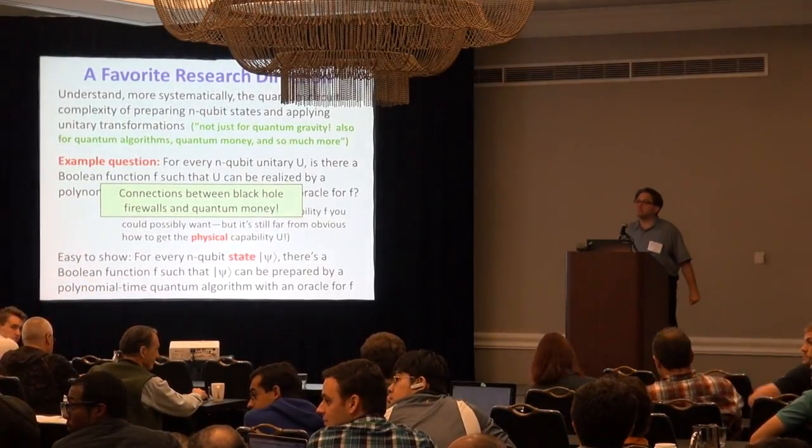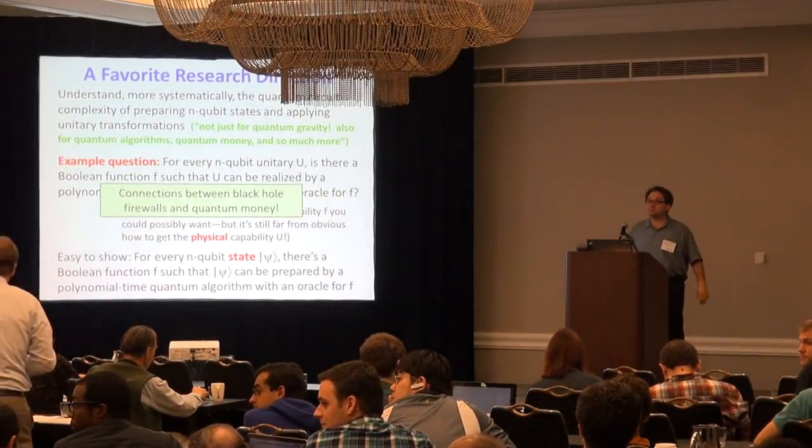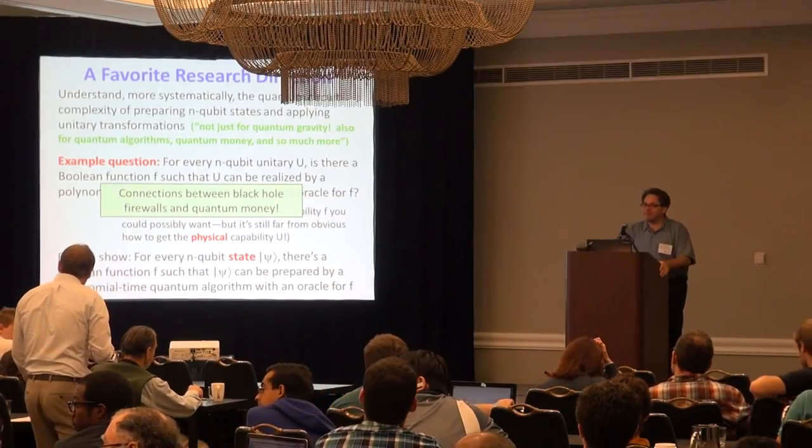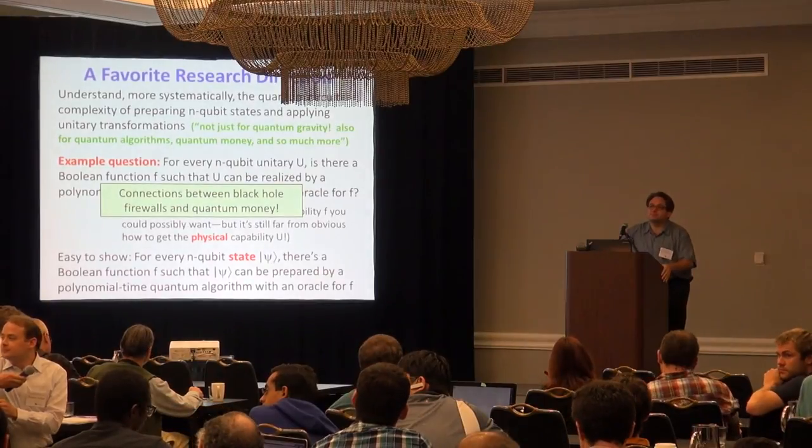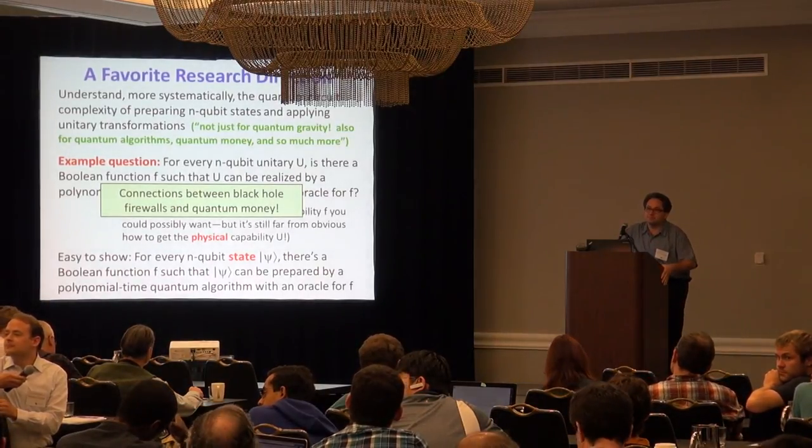I seem to remember recently reading a paper that might have had Jonathan Oppenheim as one of the authors, where they talk about doing some pre-computation and evading AMPS and maybe Harlow-Hayden that way. Do you have anything to say about that?